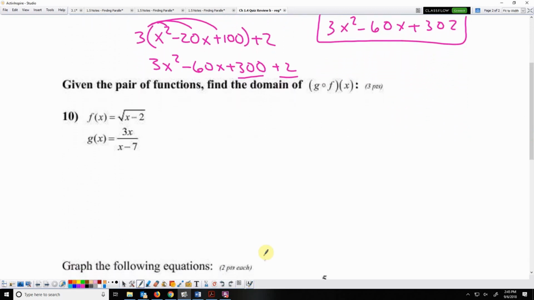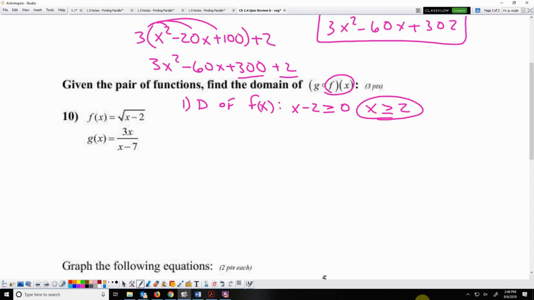This time we're finding the domain of g of f of x. Our inner function is f of x. So step 1, the domain of that inner function, f of x. F of x has a radical, and what's under a radical has to be greater than or equal to 0. Now if there was no radical here, it was just x minus 2, my domain would be reals. X has to be greater than or equal to 2, and I'm going to circle that because we use the inner function as part of our final domain.